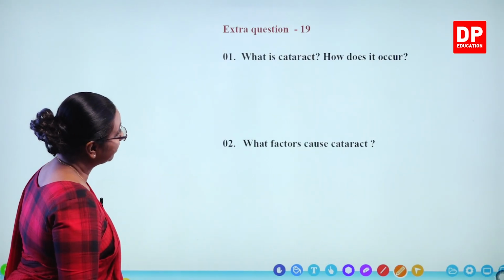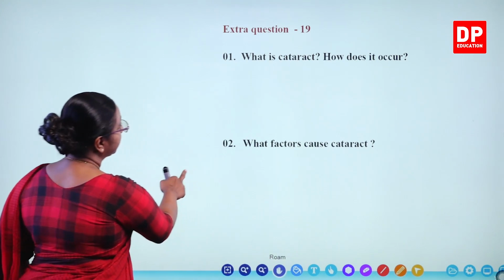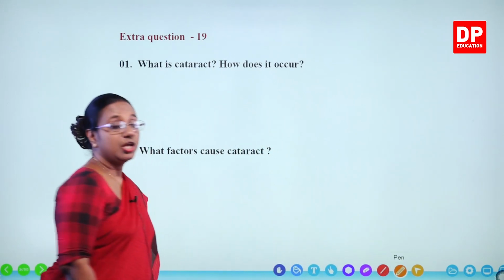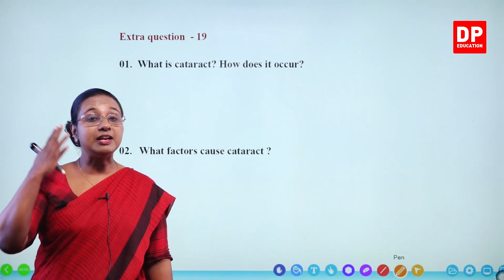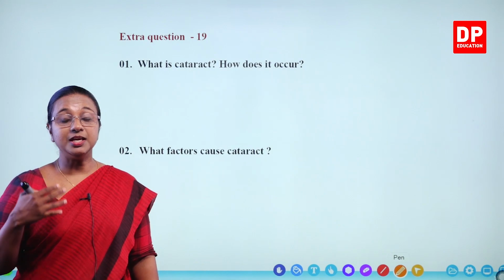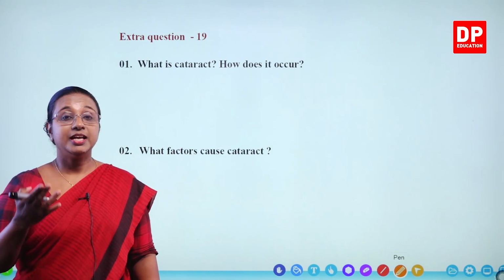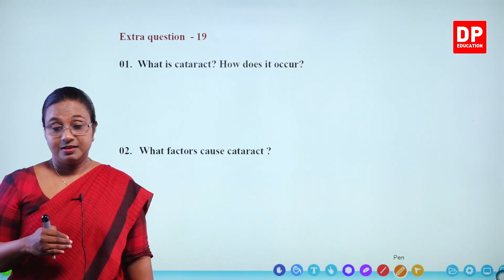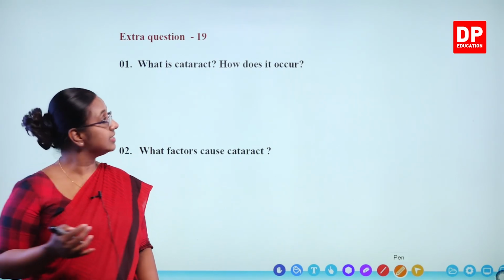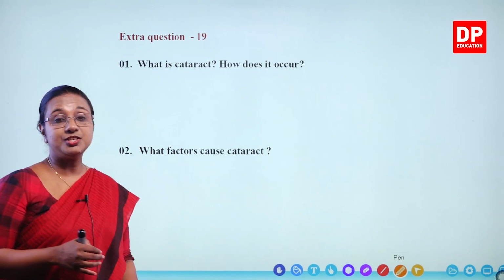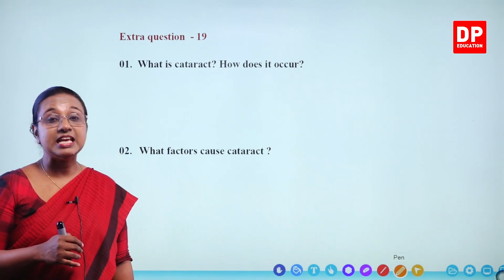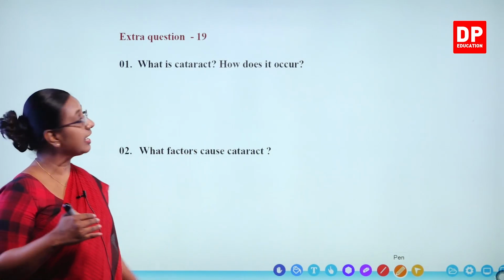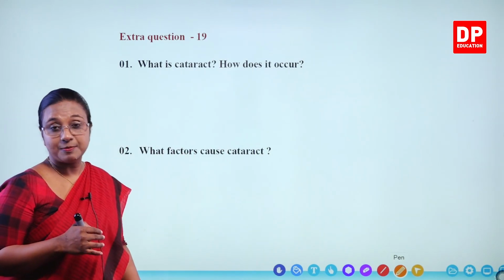What is cataract and how does it occur? What is cataract? The usually transparent lens of the eye becoming opaque, or the opacity of the normally transparent lens of our eye. That is cataract. And how does it occur? Due to the denaturing of protein. So, you can either write both the answers together or you can write them separately.